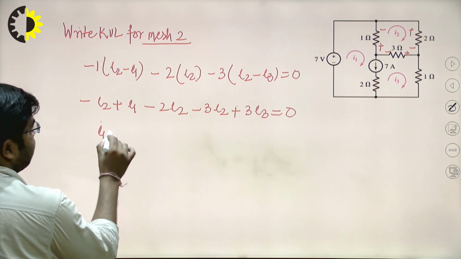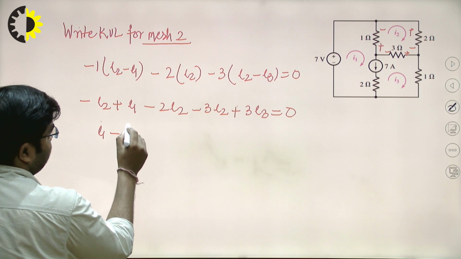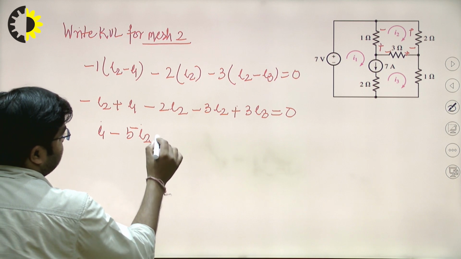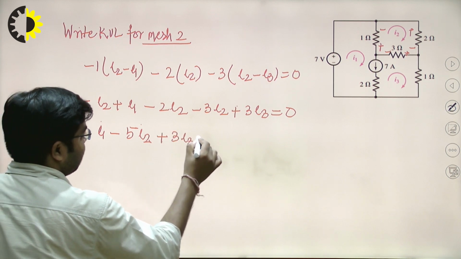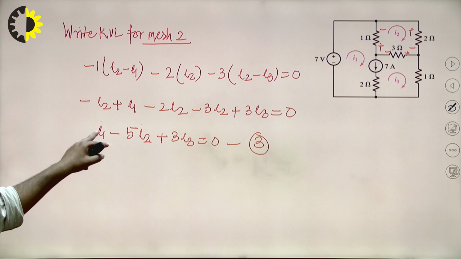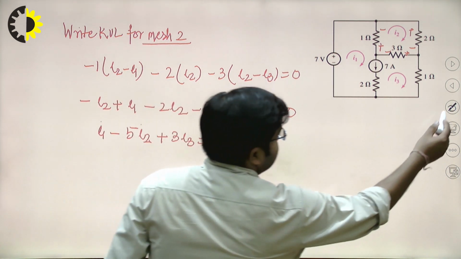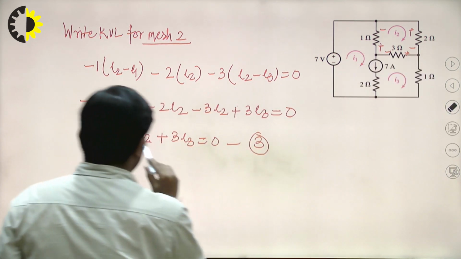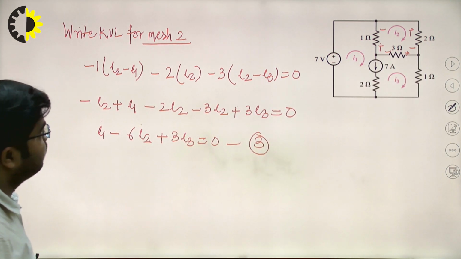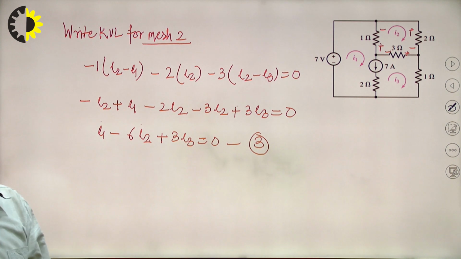So I1, minus 1, 2, 1, 3, 3 to 5. This is 5I2, then plus 3I3 is equal to 0. So this is equation number 3. Now you have equation number 1, equation number 2 and equation number 3.